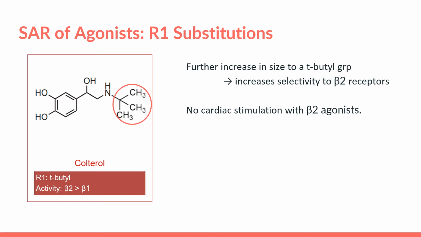Now, as you can see, albuterol has a catechol moiety, making it subject to COMT metabolism. A way to avoid COMT metabolism is to administer this drug as a prodrug.